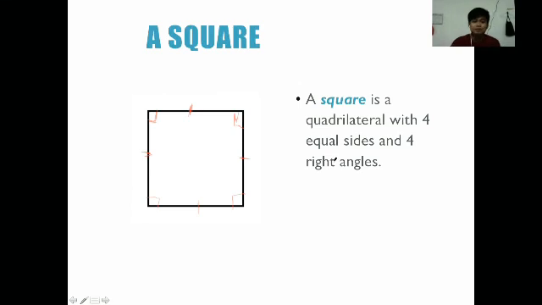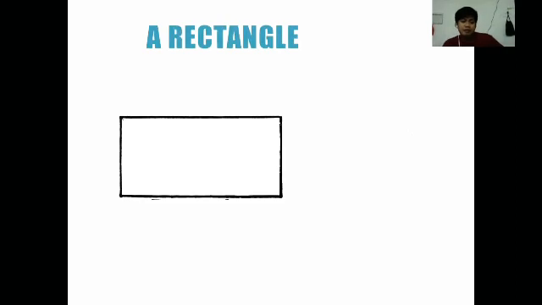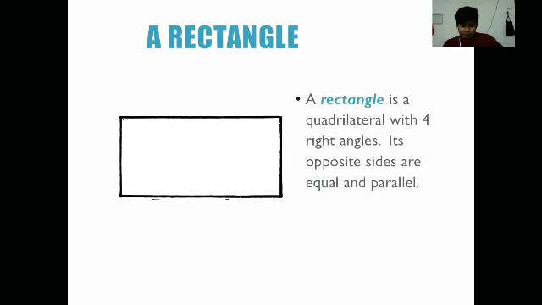So, next. Rectangle. Ano ba yung mga property ng rectangle? A rectangle is a quadrilateral with four right angles. So, mayroon siyang four right angles. Ito, yung mga angles na yan, those are right angles. And then, opposite sides are parallel. So, itong side na to, tapos itong side na to, parallel.